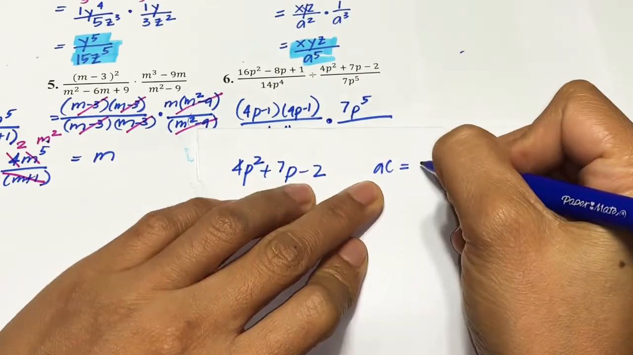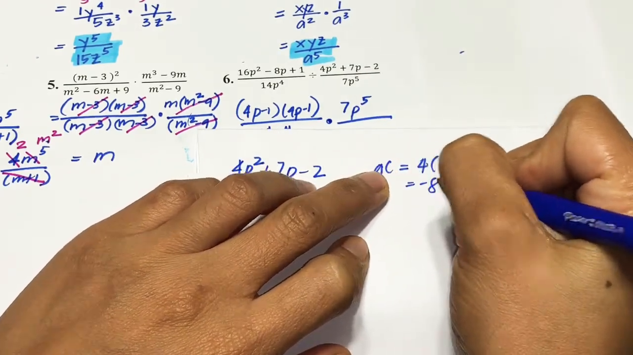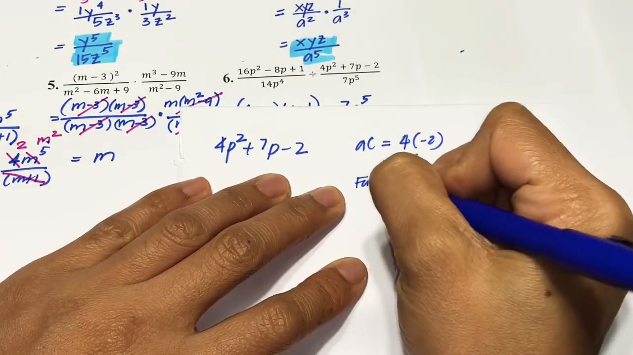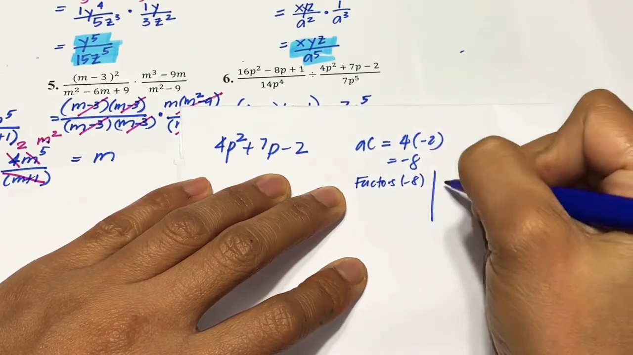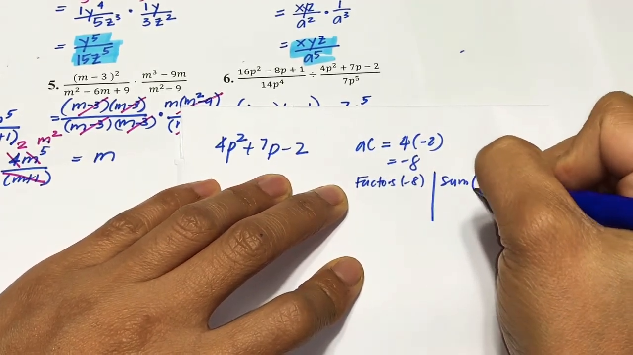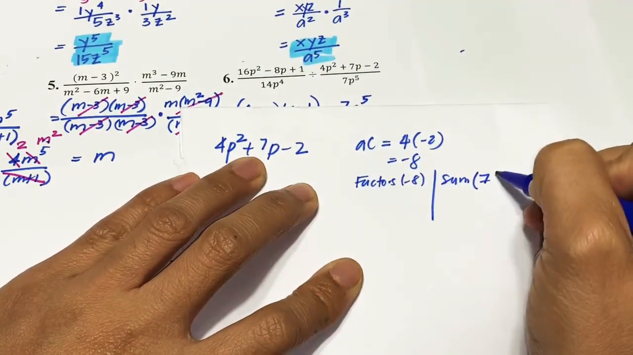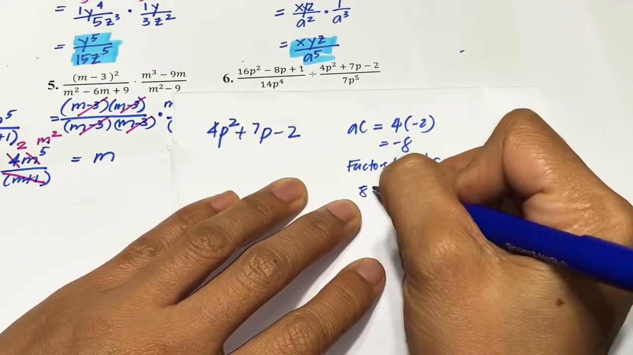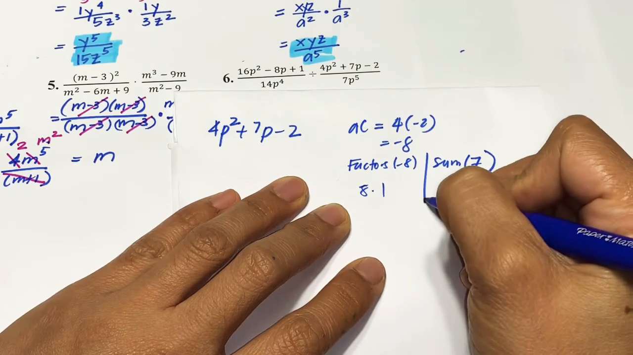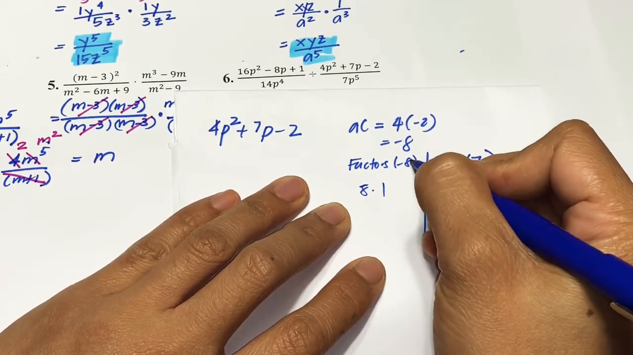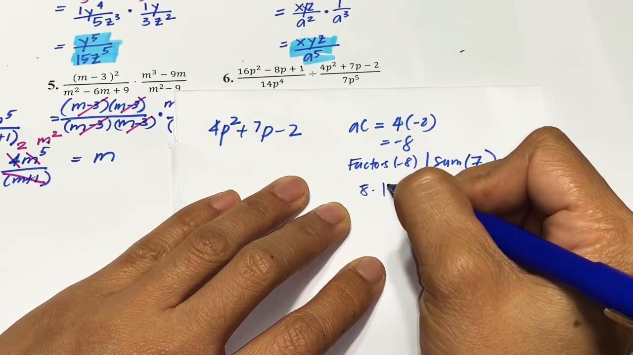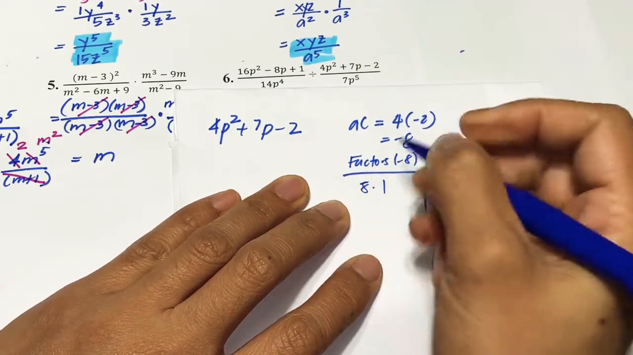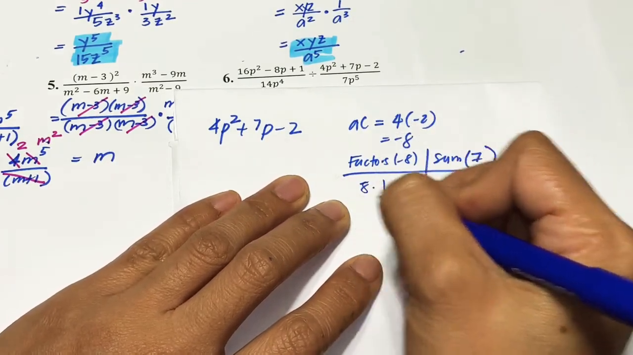A times c is 4 times negative 2, which is negative 8. So what are the factors of negative 8 that sum to 7? What do you multiply to get negative 8? That's 8 and 1. Because it's negative, the signs have to be one positive, one negative. But I'm just going to leave it as 8 and 1 for now. Or if you want to write it down, you can go ahead. But we're doing this on a scratch paper.